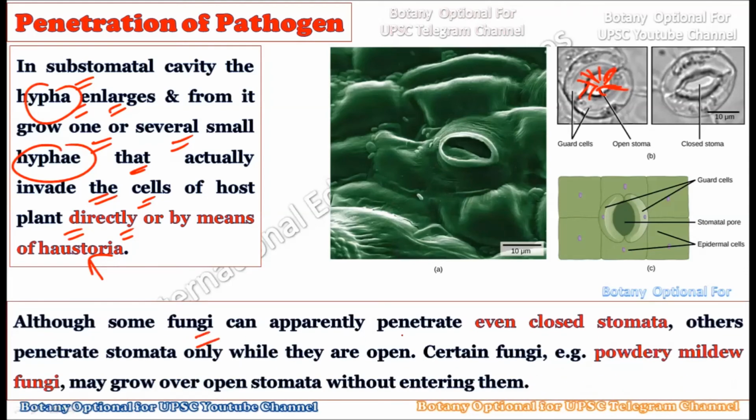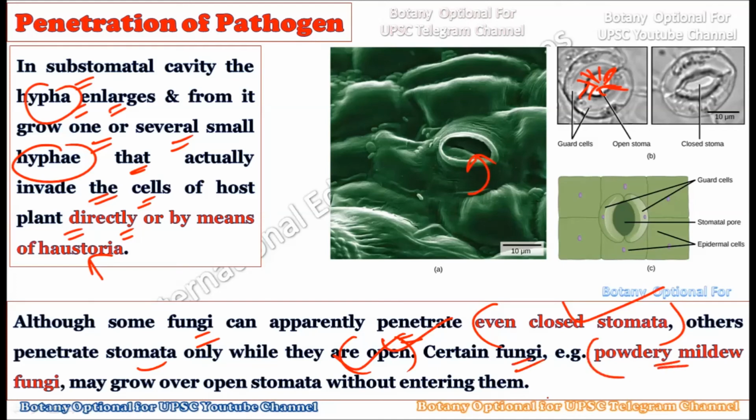Now see, although some fungi can apparently penetrate even the closed stomata, others penetrate the stomata only while they are open. Okay, so there are some fungi that can utilize the closed stomata as well for the infection, but the majority of the time the opening of the stomata is required for the infection. So whether it is a closed stomata or an open stomata, in both ways the infection can proceed through the fungi, and you will find examples in both categories. Even if the stomata is closed, there is still an infection by the fungi, and if the stomata are open, then also you will find there is an infection by the fungi.